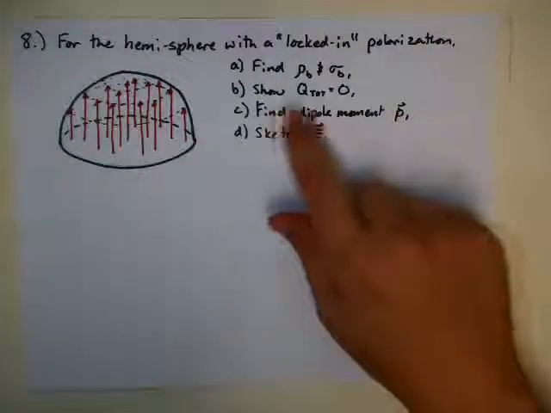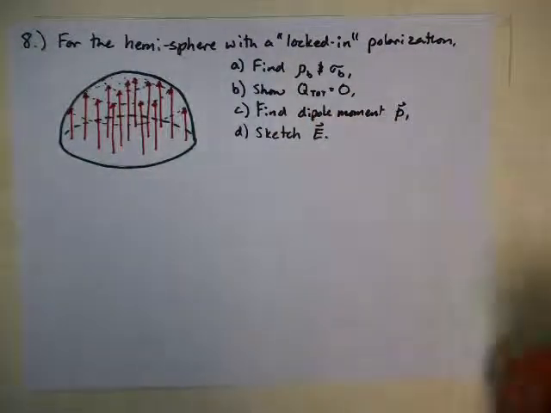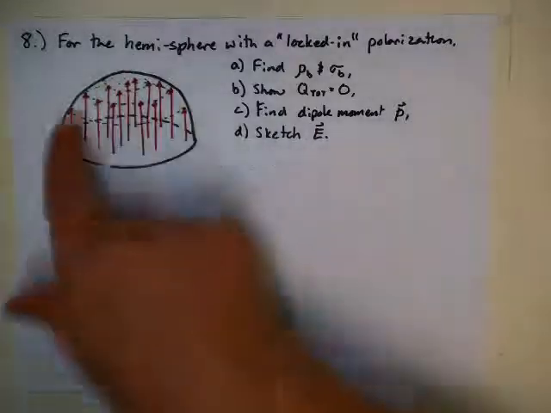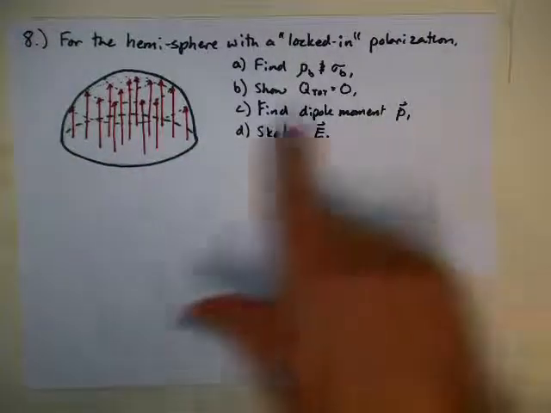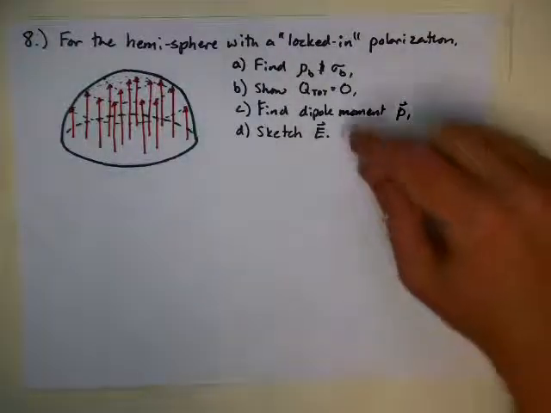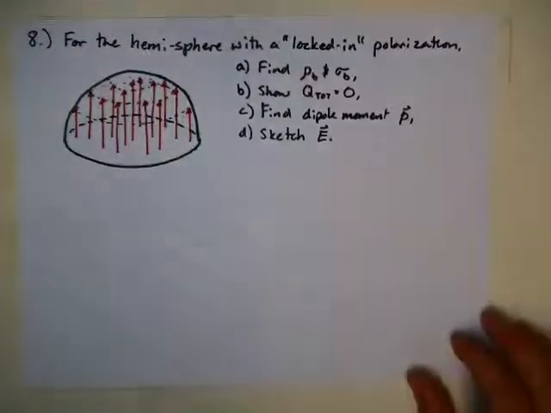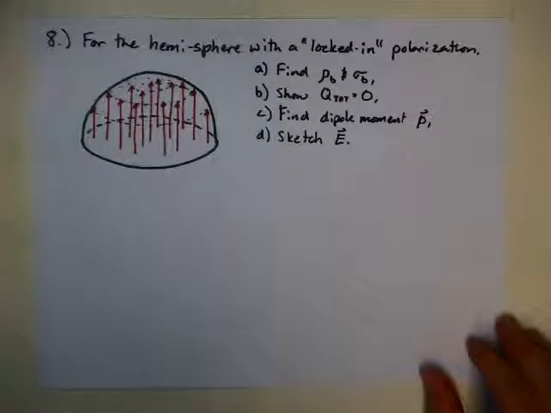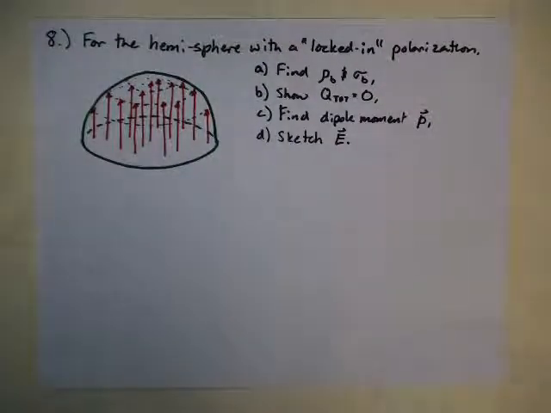I want to use those to show that the total charge is 0. I want to find the dipole moment, so that should be a lowercase p, dipole moment for this whole thing, and then not calculating, but simply sketch the electric field E for the system. So lots of things to do, so let's get started.